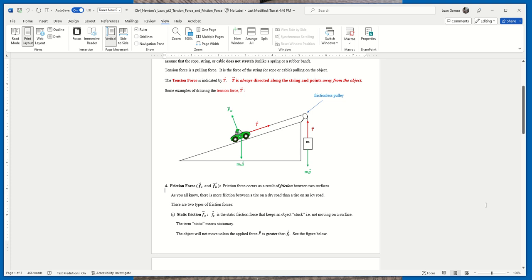And again, how do you draw a tension force? It's along the string, and it's a pulling force, so it's always directed away from the object. So you can clearly see this T, that's the tension force exerted on the car. It's along the string, but away from the car. Now, frictionless pulley, we know the magnitude of those two vectors are going to be the same. Here, the tension force on the falling mass, along the string, but directed away from the mass.